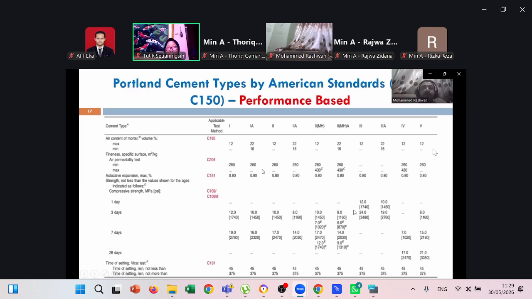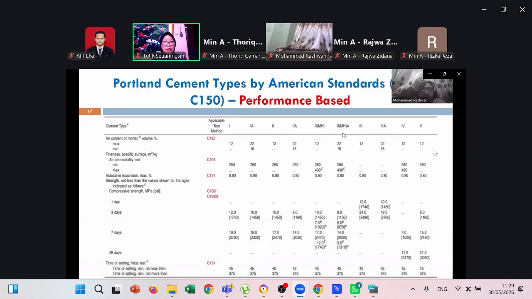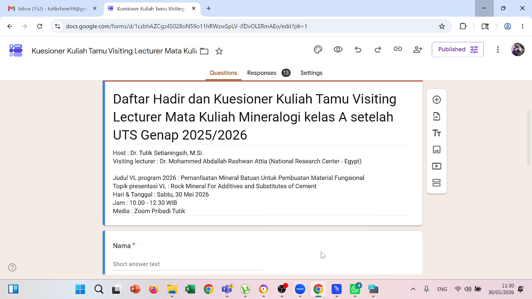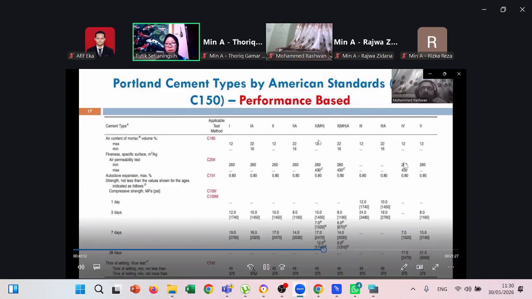And every type of cement you will use in your construction or your project must satisfy these parameters, like fineness or specific surface area, like air permeability, like air content in mortar, or expansion by autoclave, strength in mortar cubes for curing days, and finally the setting time of the cement. Not less than 45 minutes for the initial setting time, and not more than the final setting time.